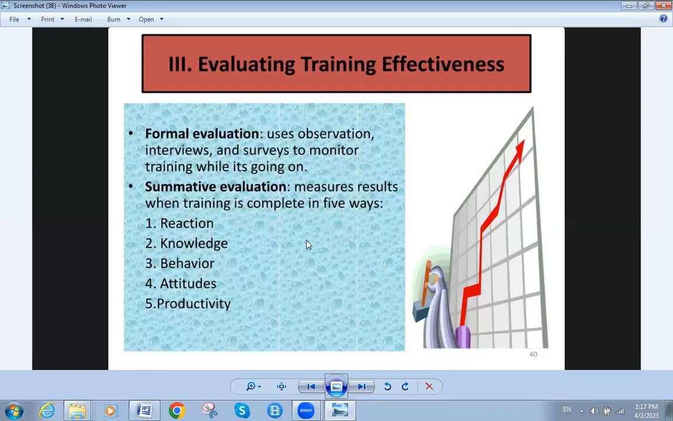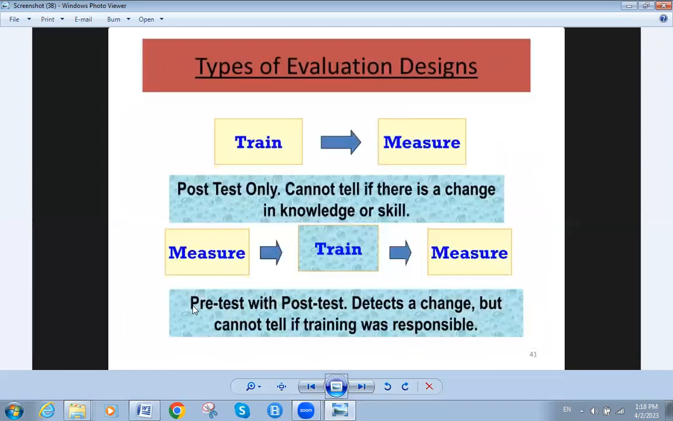So summative means you wait until the training is done. This is the summative. It includes the reaction, knowledge, and so on. You have to check these five points within the trainee: the reaction, the knowledge, the behavior, the attitudes, and the productivity.